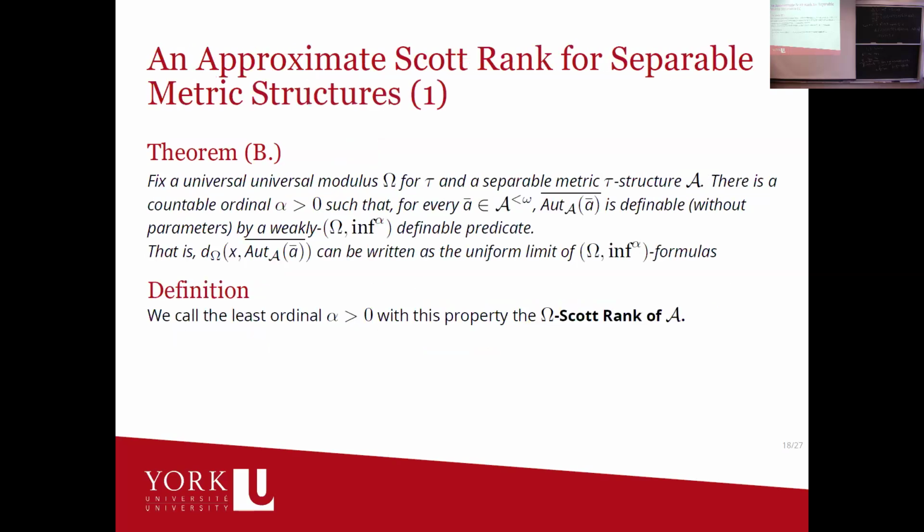And it also gives us a sort of robust definition of Scott rank following Antonio. So I'm going to say that the Scott rank of a separable metric structure is the least ordinal alpha such that for every tuple, I can define the automorphism orbit using an infinitary alpha formula, or actually definable predicate. I might need to take uniform limits.